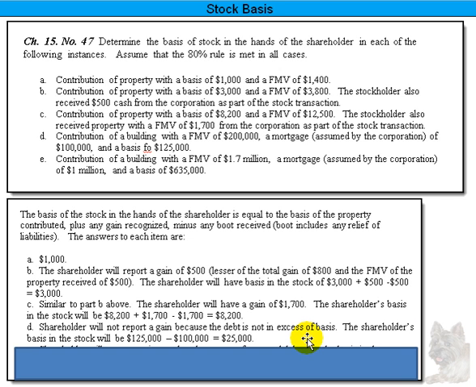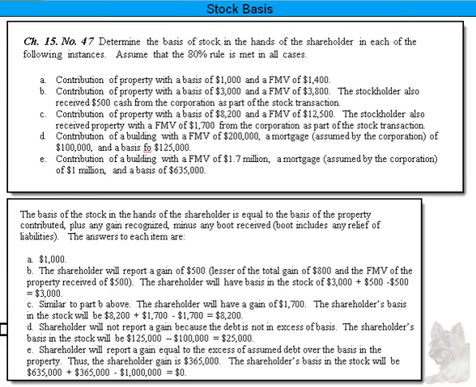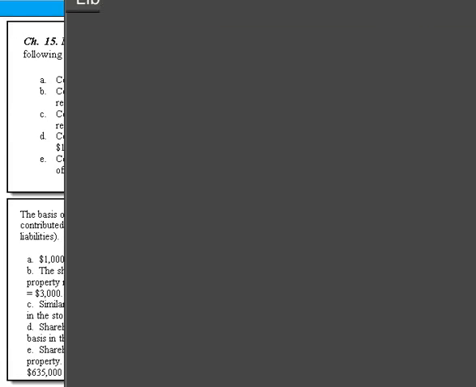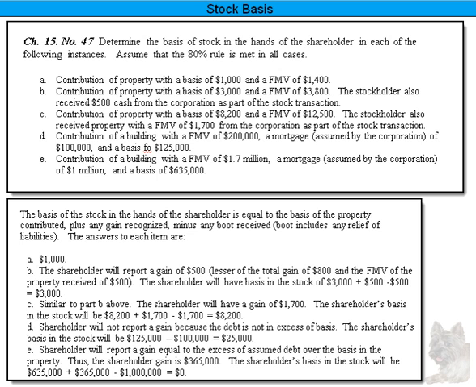And then E says, now what if there was a contribution of a building with a fair market value of $1,700,000, a mortgage of $1 million, and a basis of $635,000. All right, let me move this out of the way. We're looking at the right part of the screen there. There we go. Okay, so part E says, given that there was a contribution of a fair market value of 1.7, a mortgage assumed by the corporation of $1 million, and a basis of $635,000, the shareholder will have to report a gain equal to the excess of the assumed debt over the basis. So it's $365,000. Well, how do we come up with that?